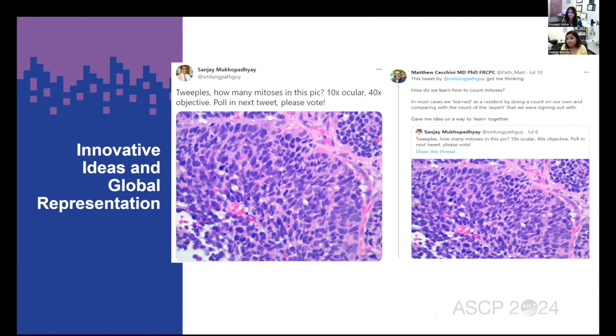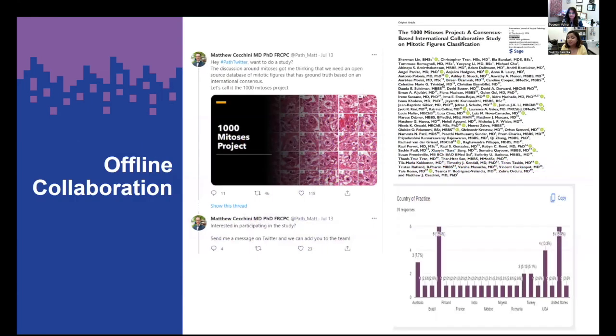Following that, Dr. Matt Cicchini from Canada asked how we actually learned to count mitoses and how much inter-observer variability is present in identifying these mitoses in real-life cases. With that, he came up with a project. Next slide, please. It was called the 1,000 Mitosis Project, and you can see how many people collaborated from around the world. We had around 39 countries of practice represented in this article, which was recently published in the International Journal of Surgical Pathology.